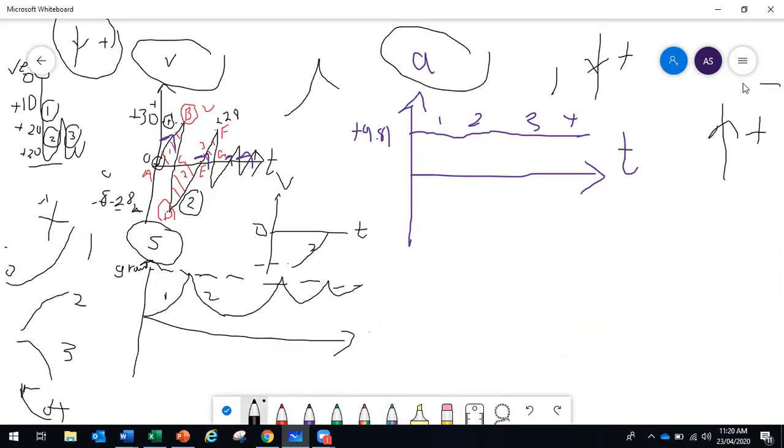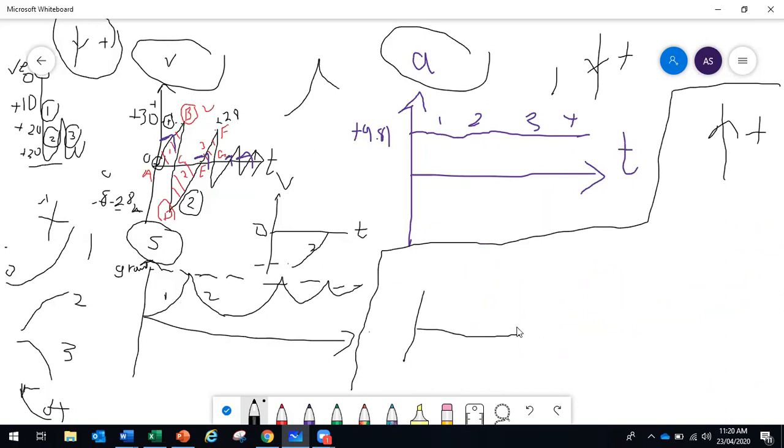Let me sketch, I will draw here itself. How does the VT graph look like? VT graph looks like, upwards as positive. So where is your graph going to start? You're going to start from 0. Okay, we are following this diagram. It's going down. Last time it was positive 30, but now, because upwards is positive, that means downwards is negative. So how is the graph going to look like?